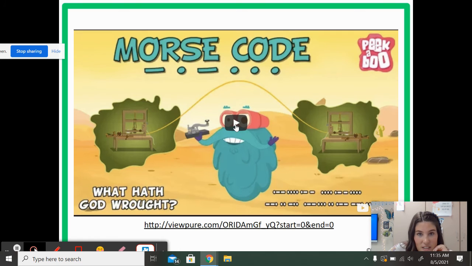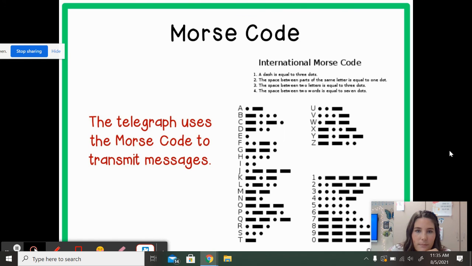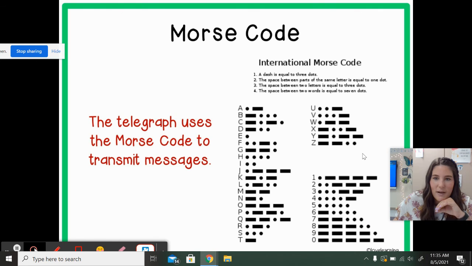So I'm also going to link this video. It explains Morse code, but this is what Samuel Morse came up with, Morse code, using all of these different codes to send through the machine, the telegraph, to get to the people on the other side. Can you see how that's much faster than having to travel the mail with a pony all the way across the continent? This is what Morse code kind of looks like and represents. It's pretty interesting if you've never heard of it before. But the telegraph uses the Morse code to transmit messages.